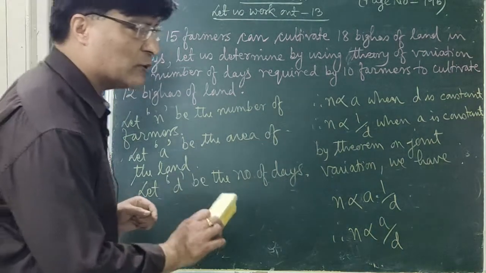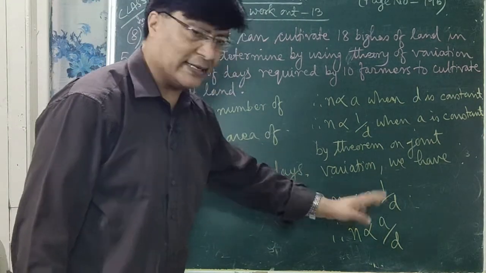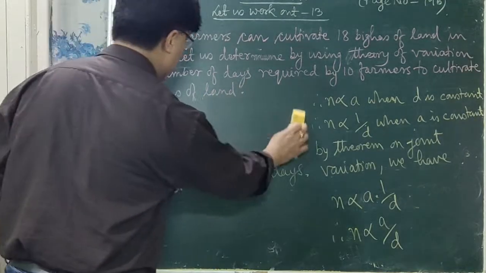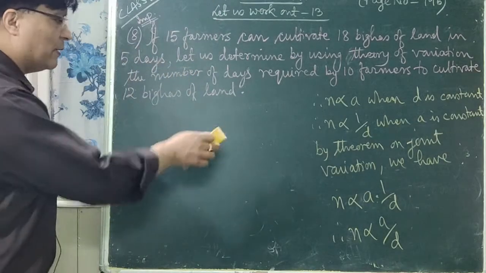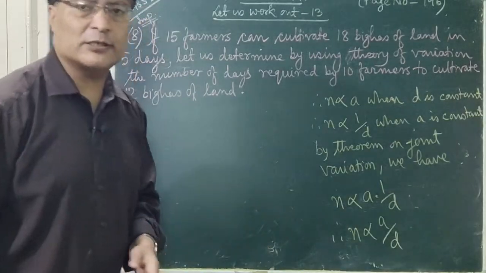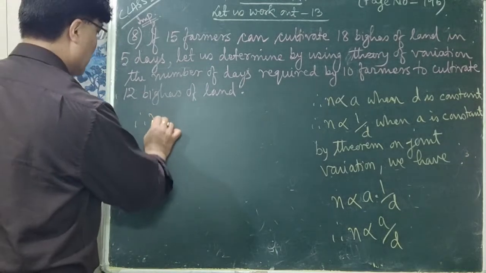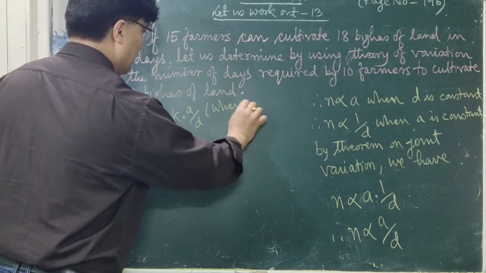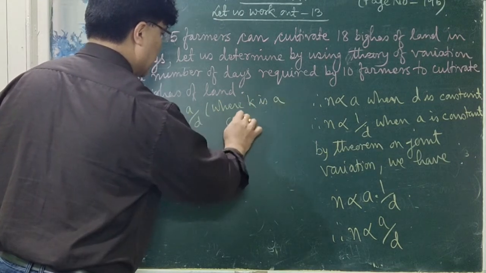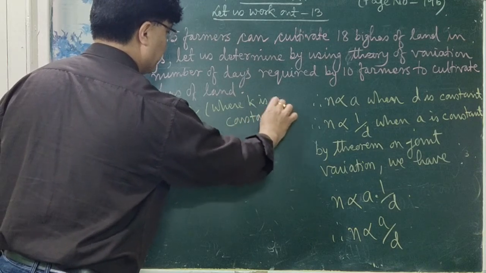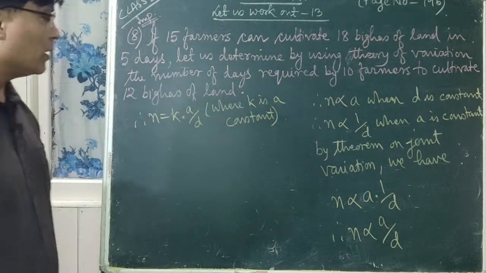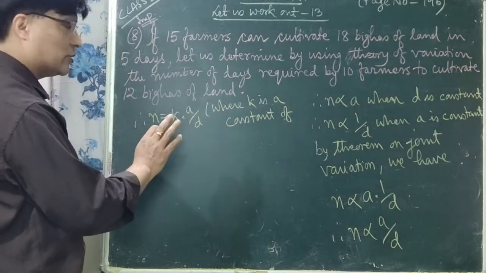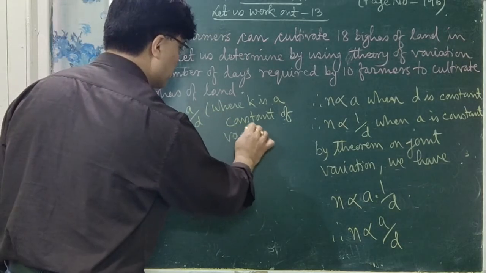So we have got the relation between the three variables, that is N, A and D. That is, N is proportional to A upon D. Is it clear now? So now let us simplify it. You can convert this proportional sign into equality sign. Therefore N is equal to K into A by D, where K is a constant. Is that clear now? Or you can write where K is a constant of variation also, or you may write where K is a constant only also.